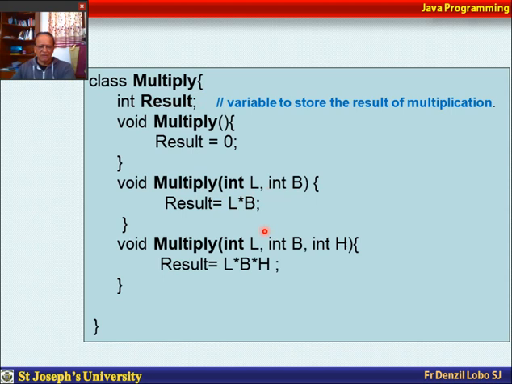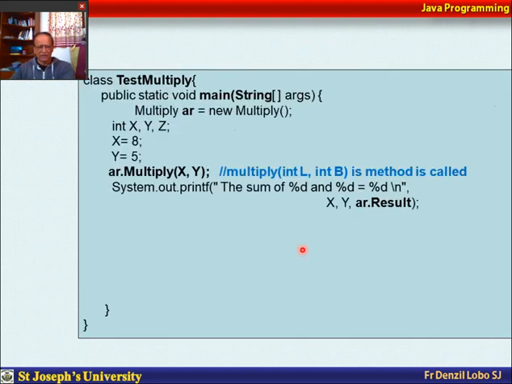And now I have got three parameters, L, B and H. So the result will contain the product of L, B and H here. So this is how, a variable to store the result of multiplication. As you see, all these are constructors with no parameters, with two parameters and with three parameters. Let us see the execution of that.